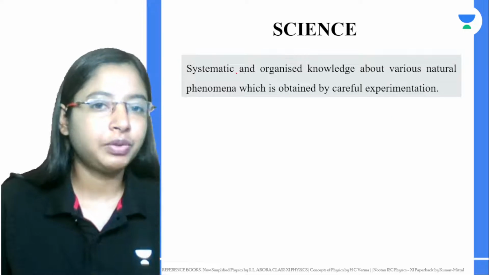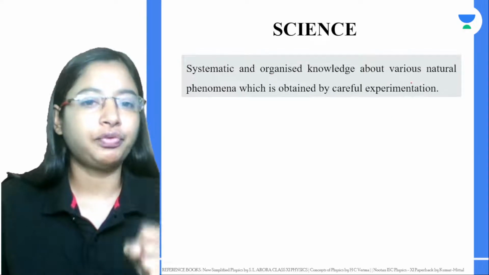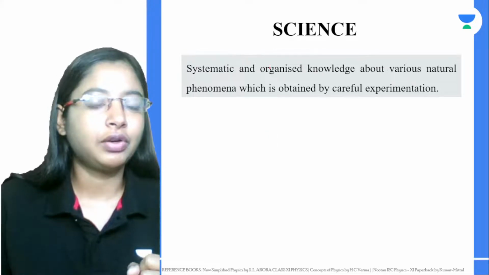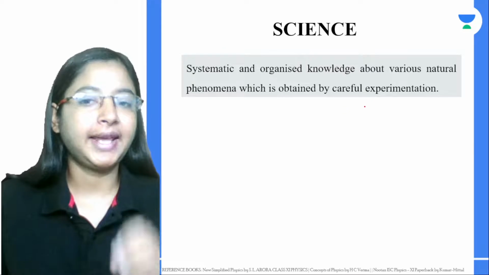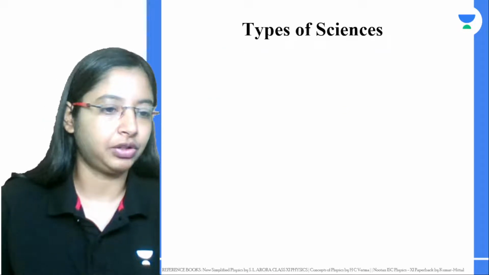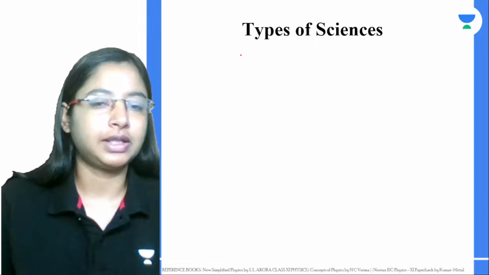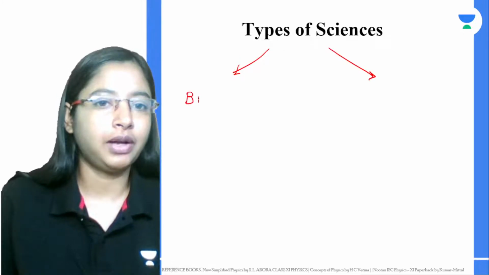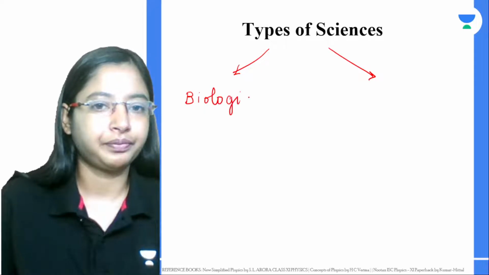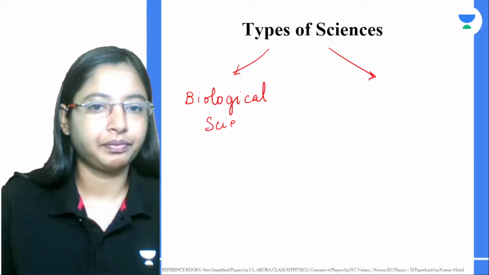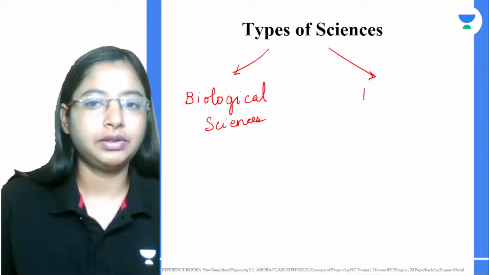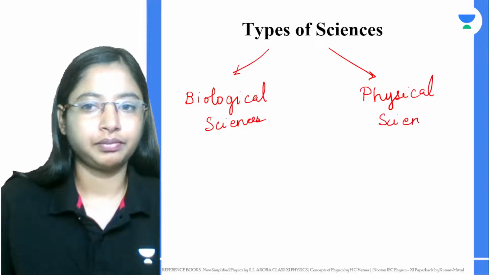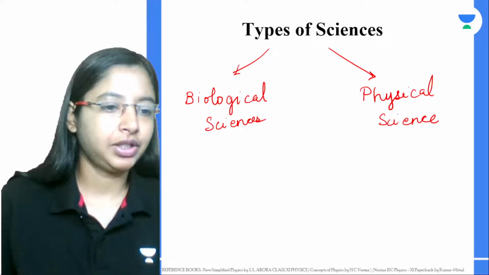So science is always about a systematic and organized knowledge about whatever natural phenomena are occurring around us, which we have got by careful observation and careful experimentation alone. Now, what are the types of sciences? There are two types of sciences in general. One is biological science. Another is physical science. Biological science is very simple.